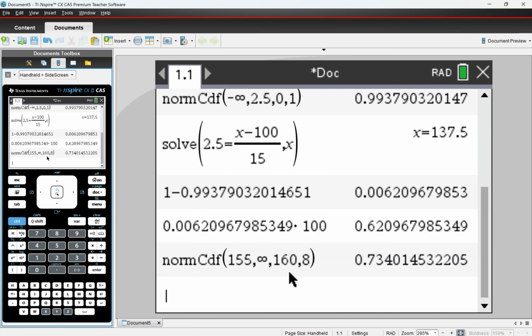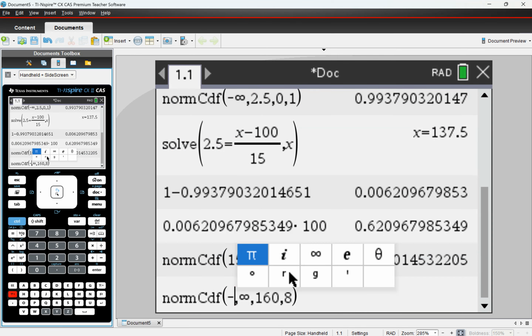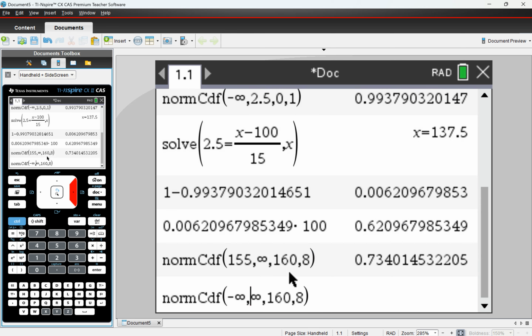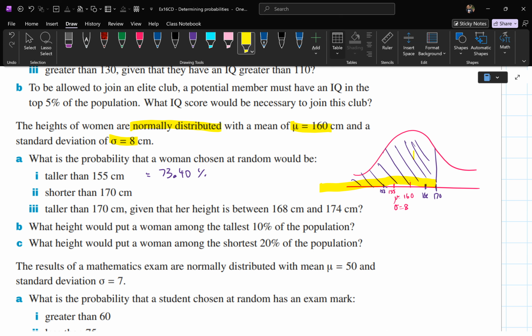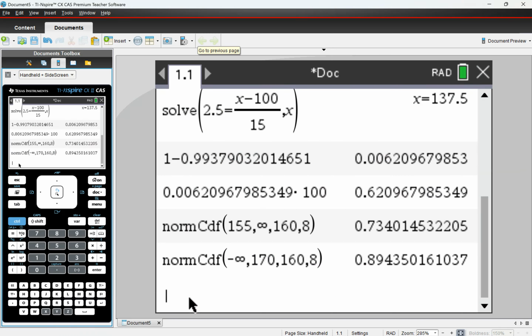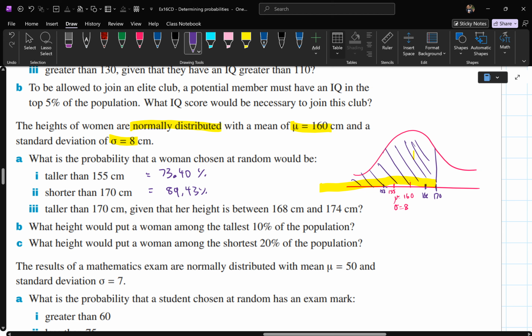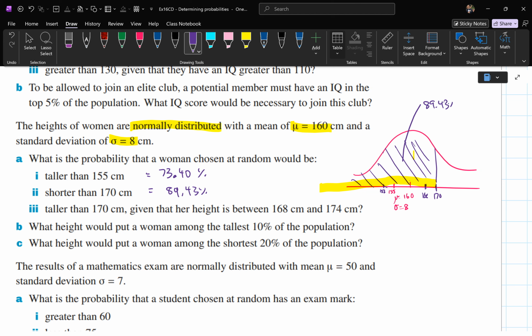Let's do the CAS thing again. It's now from negative infinity to 170. Mean is still the same. Standard deviation is still the same. The probability of that is 89.43%. So to be shorter than 170, this is 89.43% of the population. Part B, what height would put a woman among the tallest 10% of the population?